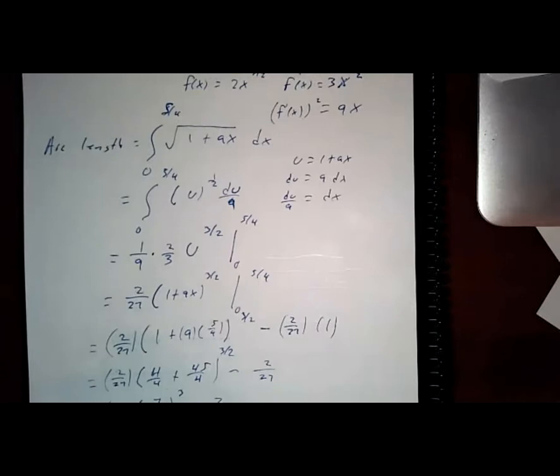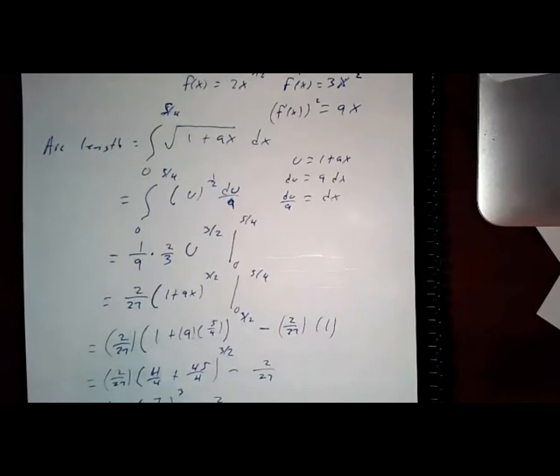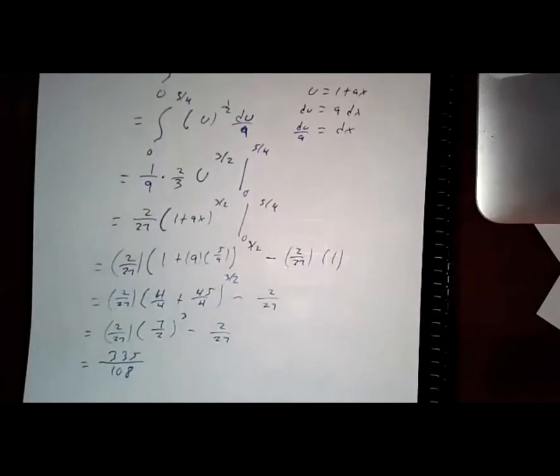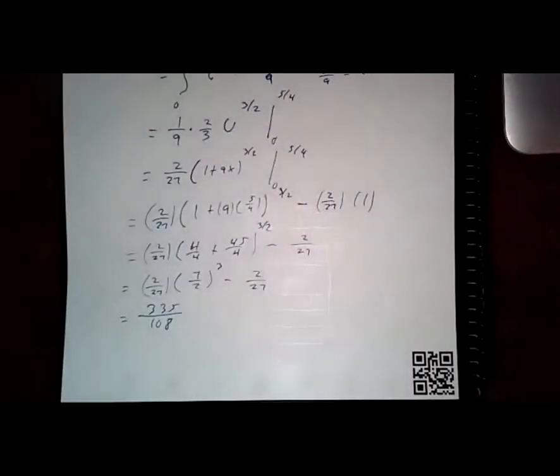Let's see if I got it. 335 over 108. Yeah, there it is. 335 over 108. Sorry, it's kind of far up there. Any questions on the arc length?